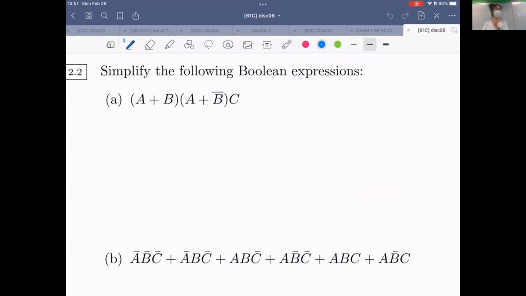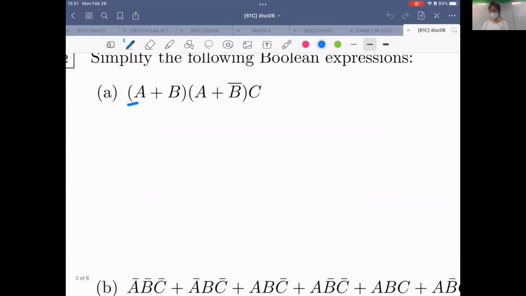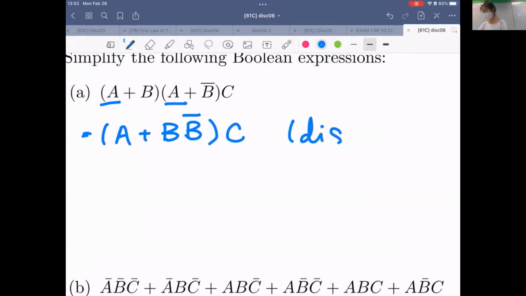Something you might want to notice is that we have both A and A right here, so we might want to do something with that. By the opposite of the distributive property, we could do things in reverse. So this could equal something along the lines of A OR (B AND not B), and then this all ANDed with C. So this is by the distributive property.